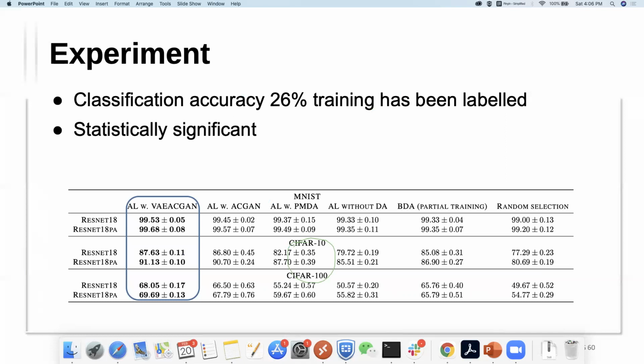Okay, can we go back to the previous one? And this one, is this one data? That means that this is 50% of data after we use active learning.